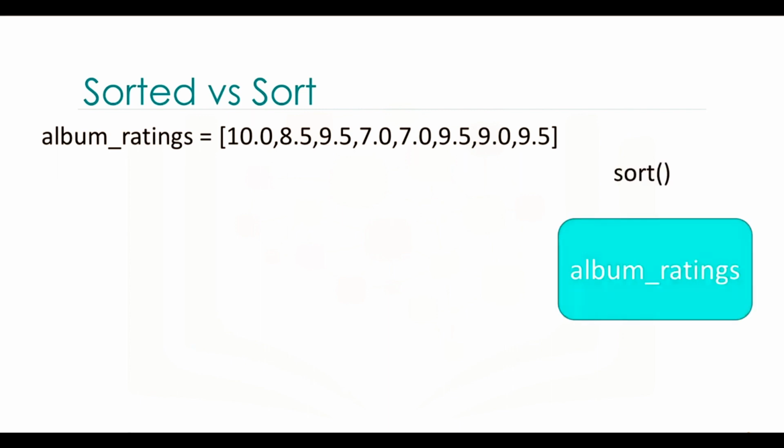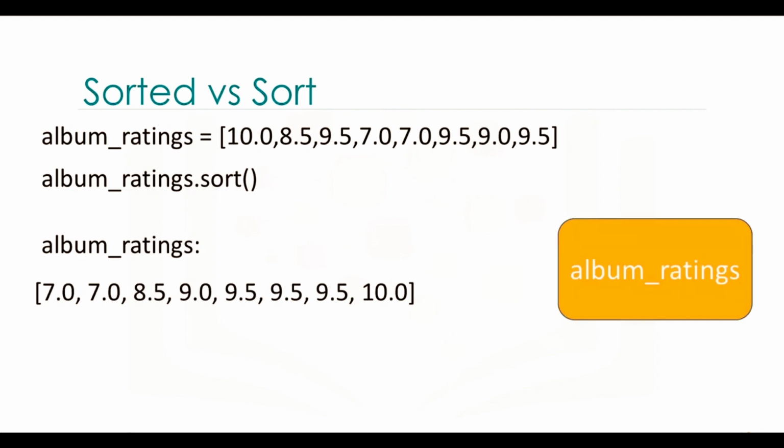Let's use the diagram to help illustrate the process. In this case, the rectangle represents the list album ratings. When we apply the method sort, the list album rating changes. Unlike the previous case, we see that the list album rating has changed. In this case, no new list is created.